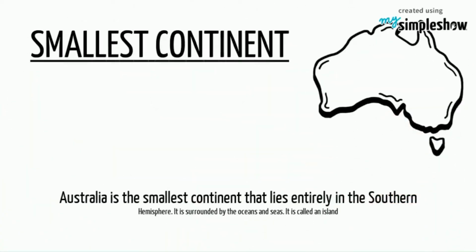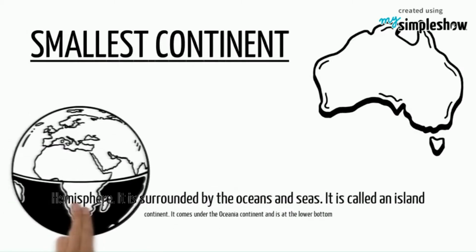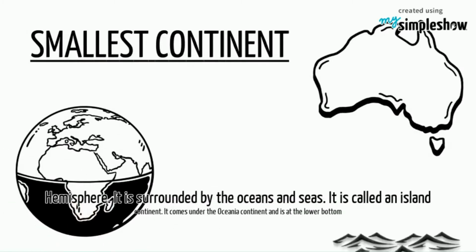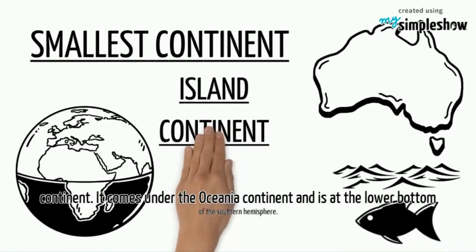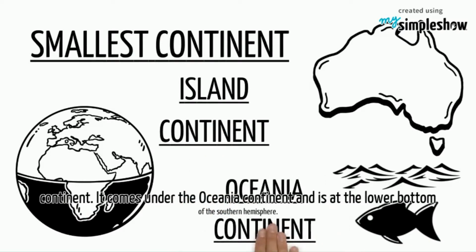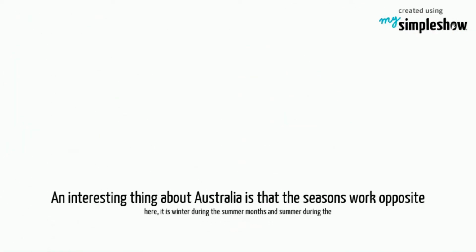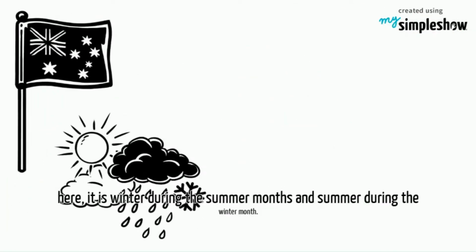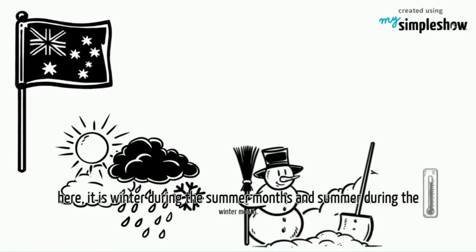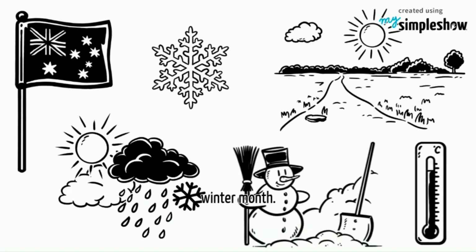Australia is the smallest continent that lies entirely in the southern hemisphere. It is surrounded by the oceans and seas. It is called an island continent. It comes under the Oceania continent and is at the lower bottom of the southern hemisphere. An interesting thing about Australia is that the seasons work opposite here. It is winter during the summer months and summer during the winter months.